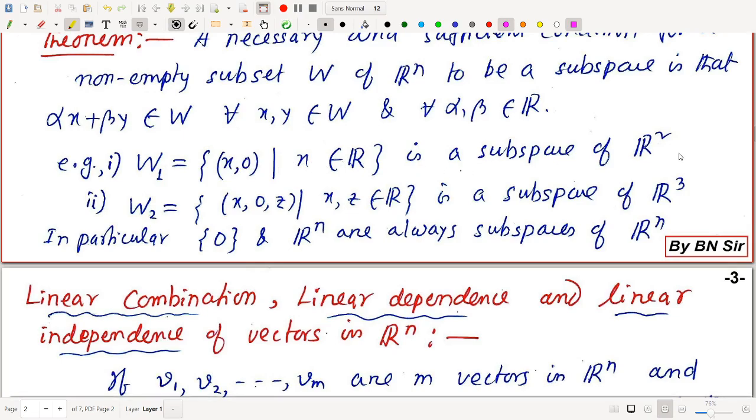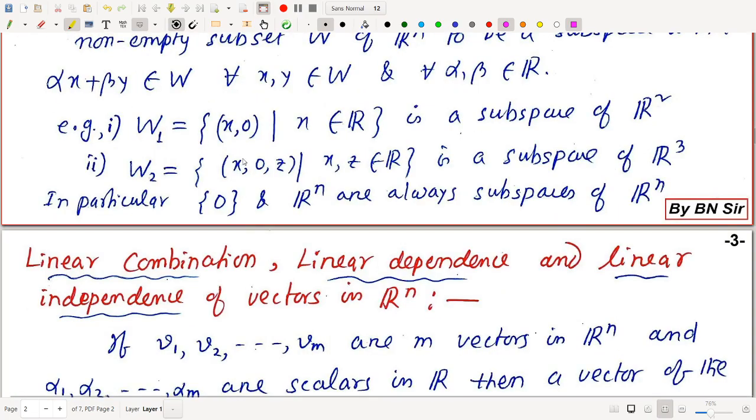This is a subspace of R square. If I take W2 equal to the ordered triple (x, 0, z), where x and z are any real numbers, 0 is the real number 0, this is a subspace of R cube.